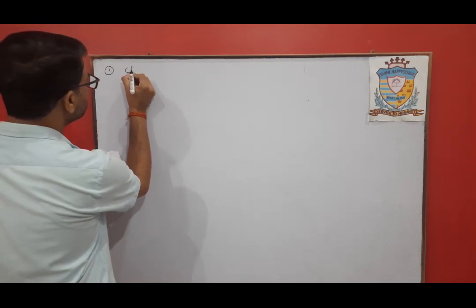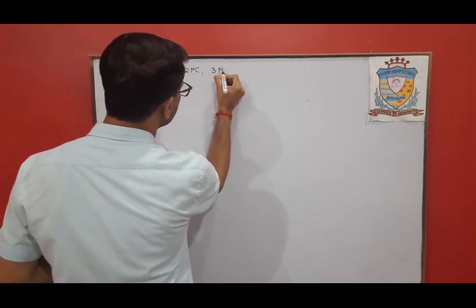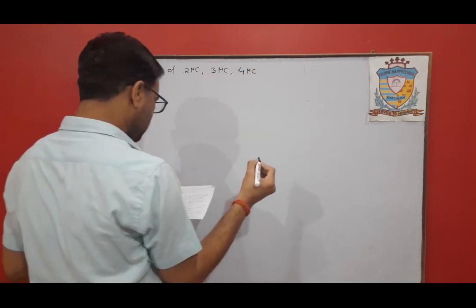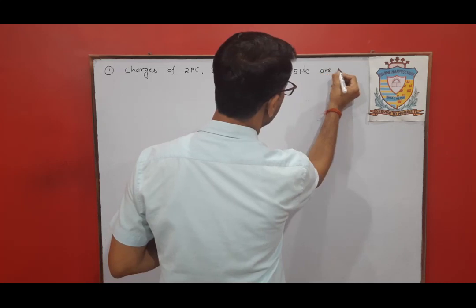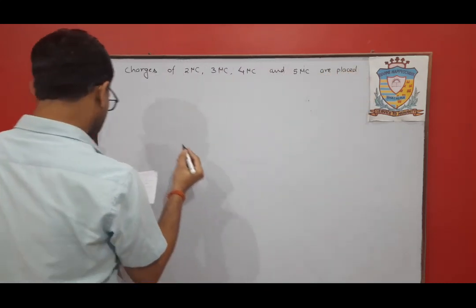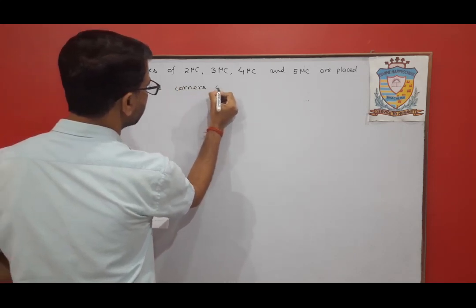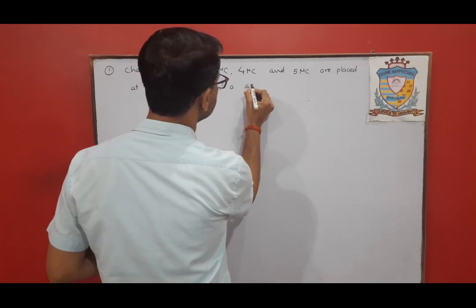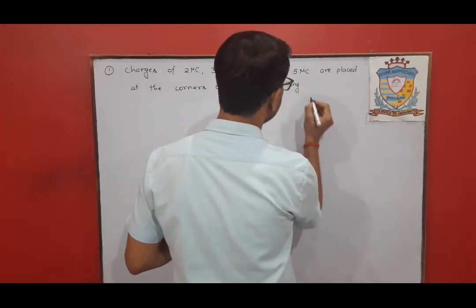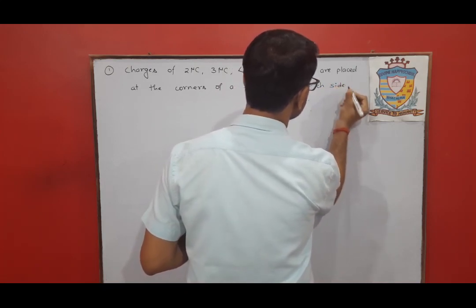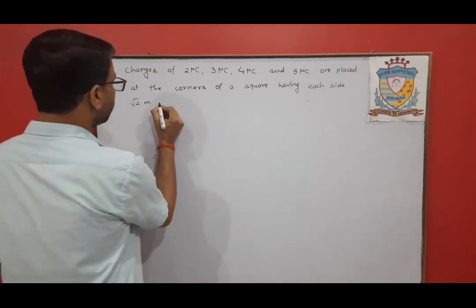Charges of 2 microcoulomb, 3 microcoulomb, 4 microcoulomb and 5 microcoulomb are placed at the corners of a square having each side √2 meter.